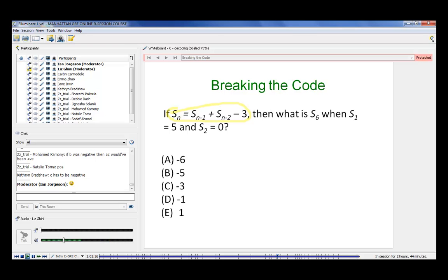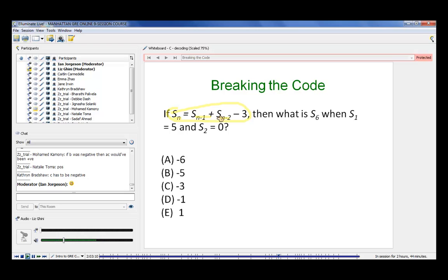Okay, when I have this little subscript notation, I'm talking about sequences of numbers. All right, and this is telling me, okay, so I have a sequence of numbers, S sub 1, S sub 2, S sub 3, S sub 4, just in order. I don't know what they are, okay, but I know that to calculate any number in the sequence, I look at the two numbers that came before it. Okay, so the value of any number in the sequence is the previous number plus the number before that minus 3. It's a formula for calculating a number if I know the two previous numbers in the sequence.